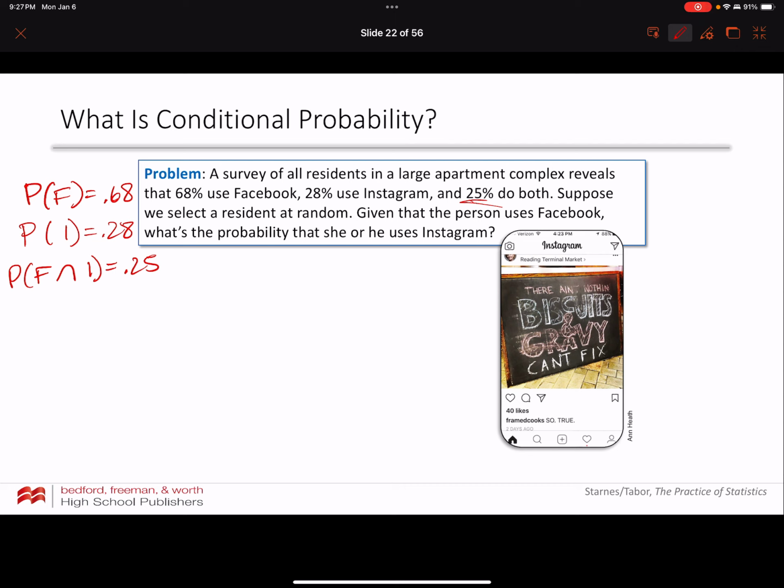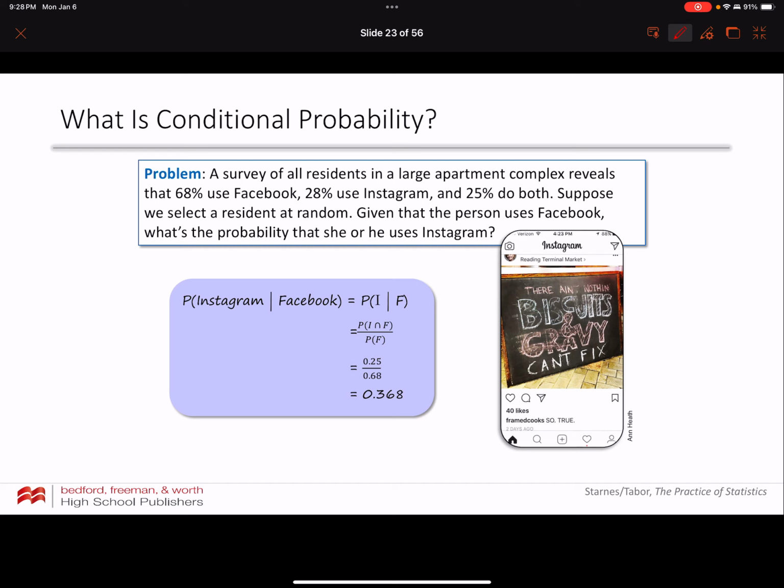So, given that the person uses Facebook, what's the probability that she or he uses Instagram? That's the probability of I and F divided by the given. What's the given? Facebook. So that probability would be 36.8%, or 0.368.